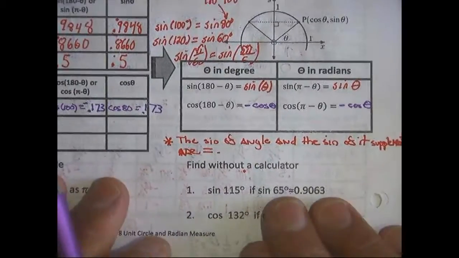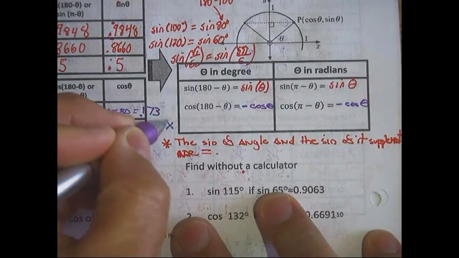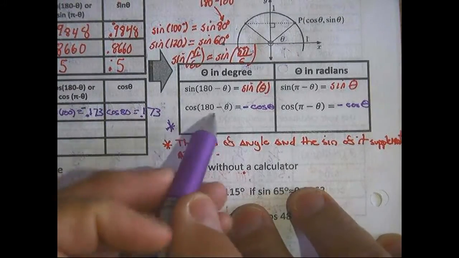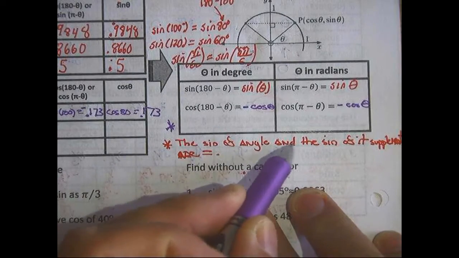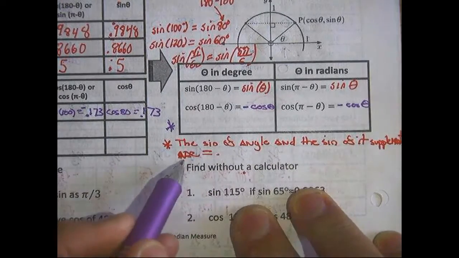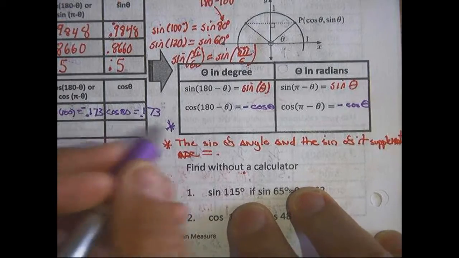So if we were going to write a rule for that, we would say the cosine of an angle and the cosine of its supplement are opposites.